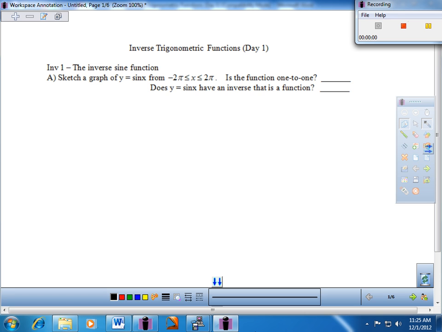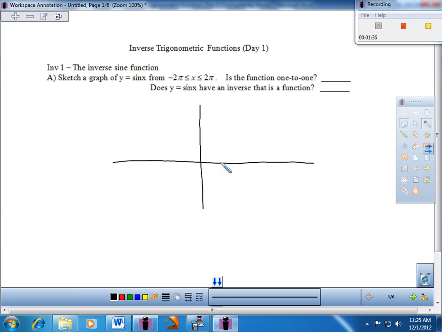And let's see what you remember from first semester here. Let's see what works for you. It says, sketch a graph of y equals sine of x from negative 2 pi to 2 pi. All right, let's do exactly that. So one step at a time with this, guys. Be with me on each step.